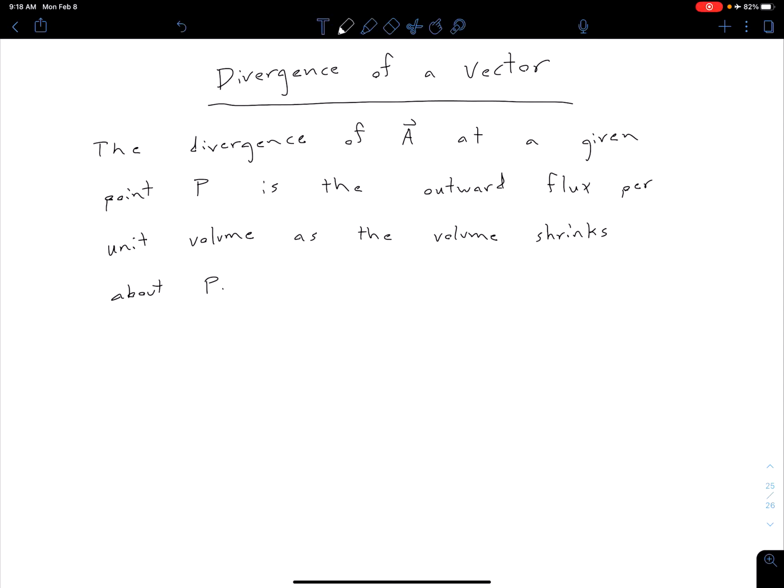The next operation we're going to look at is divergence. And so we can find the divergence of a vector or vector field. The divergence of a vector field A at a given point P is the outward flux per unit volume as the volume shrinks about point P. So again, just like with our gradient, that was a bit of a mouthful. So let's write a mathematical equation to summarize this, and then we'll come back in a little bit and talk about a clear physical interpretation.